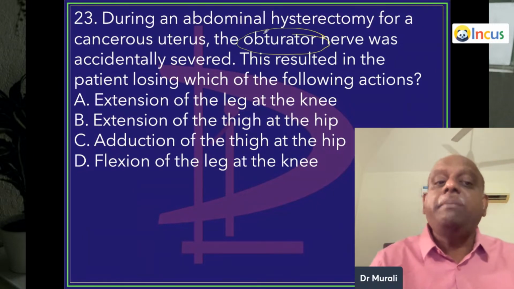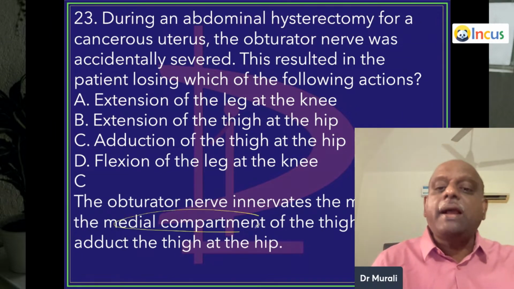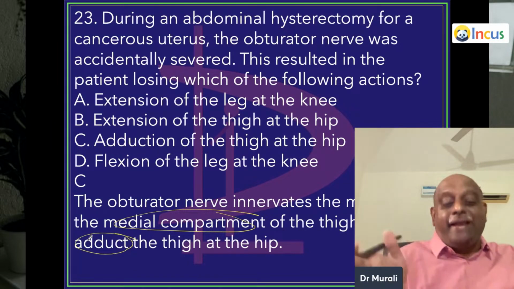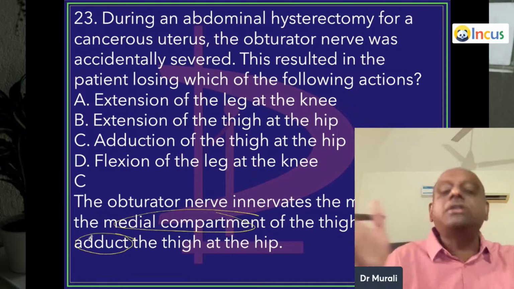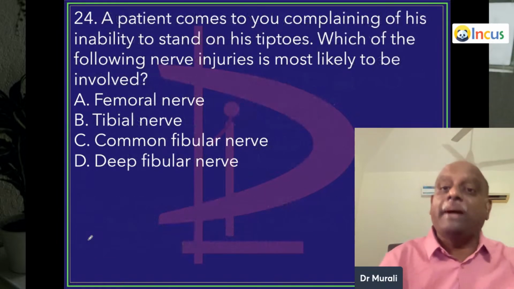The obturator nerve has been injured. So what is the function of the obturator nerve? The medial compartment of the thigh, which adducts the thigh at the hip joint, is supplied by the obturator nerve, is what you need to remember.